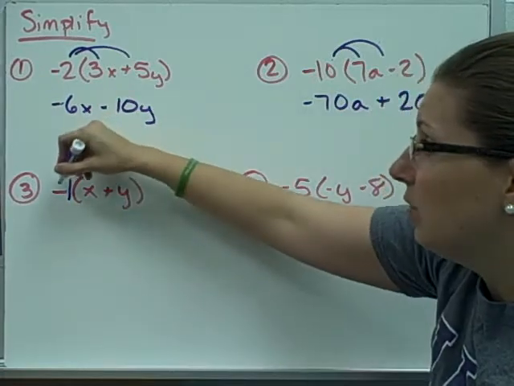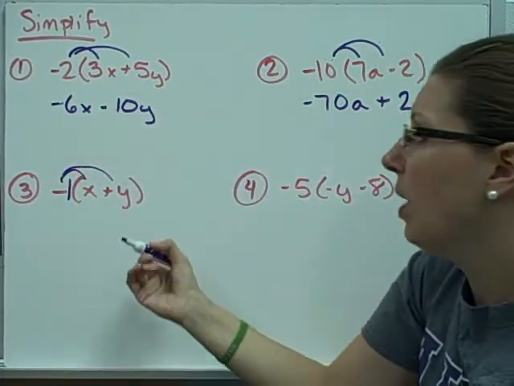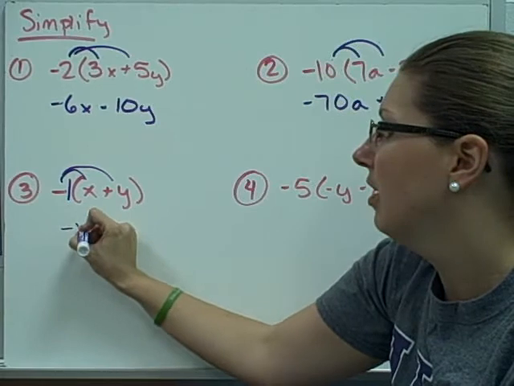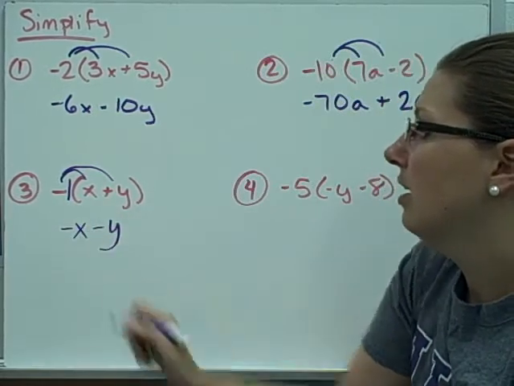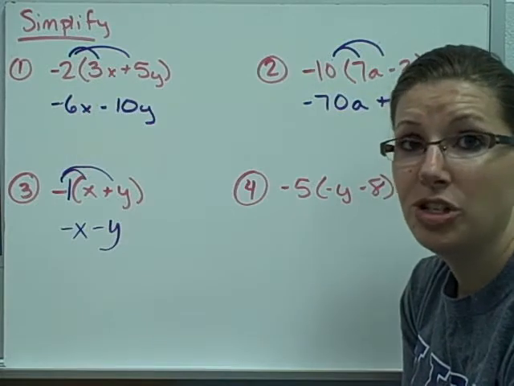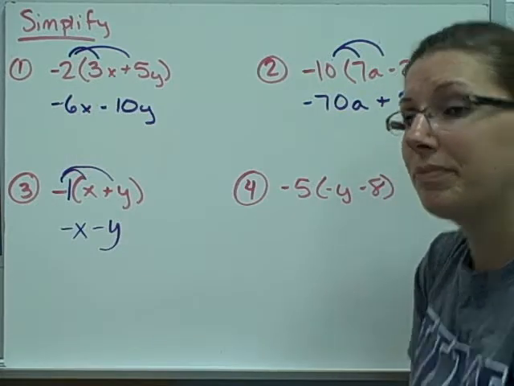Out here, I've got an imaginary 1 sitting in between the negative sign and the parentheses. So that's like having negative 1 times x, negative 1 times y. I've got negative x, and then negative 1 times y is negative y. So my signs just changed in this problem.